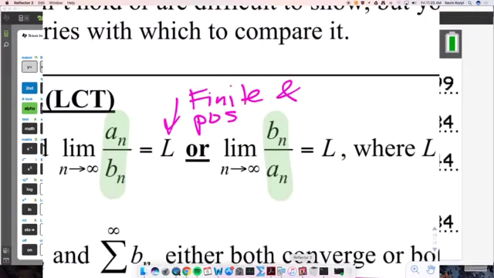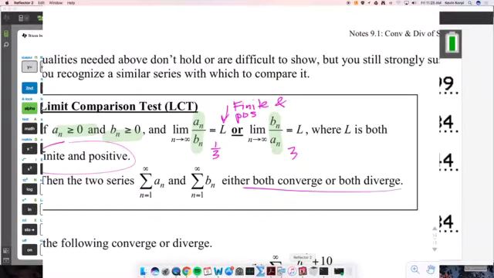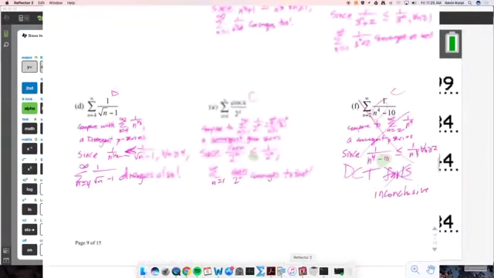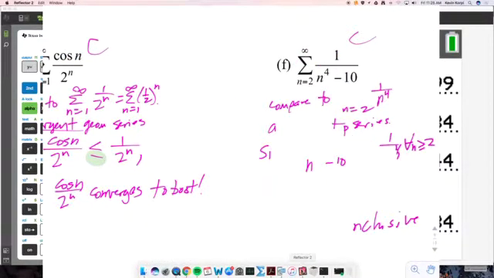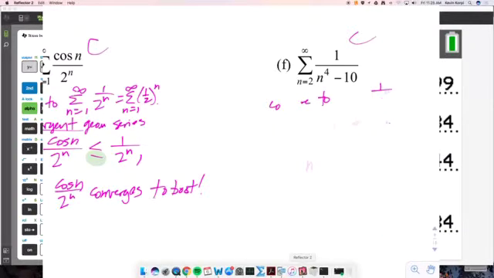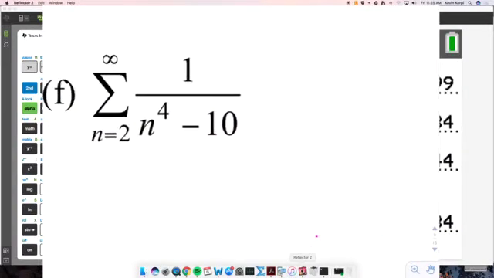Now, the reason it works when you flip it either way is because if you do it one way, let's say, and you get a third, that's a finite and positive number. If you actually took the ratio the other way, you would get its reciprocal, 3, which is still finite and positive. So it doesn't matter which one you put on top. You just take the limit of the quotient, and if it's a finite positive number, it's going to converge or diverge together. So let's come back up here and do this one the other way, using the limit comparison test.